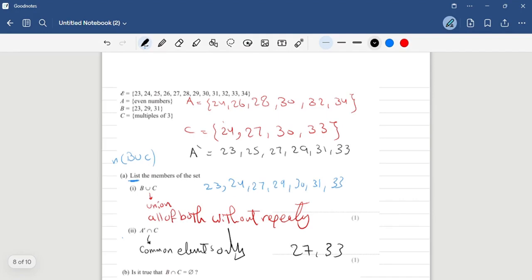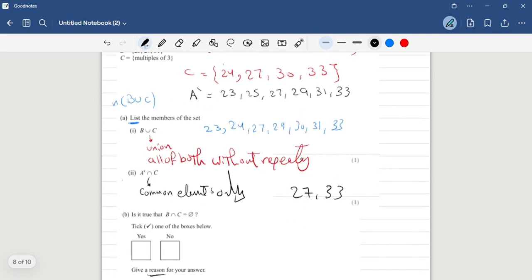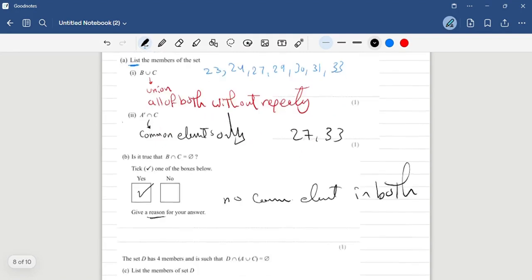Does any one of you know what the reason is? Okay, of course, this is correct. Why? Because, what? Perfect. No repeated element or no common element. No common element in both. That's all. It's too easy, this question.